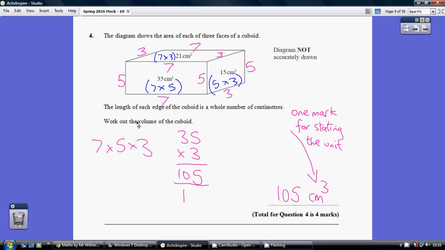We can then work out the volume. So the volume of a cuboid is just base times height times depth. So 7 times 5 times 3, 105.